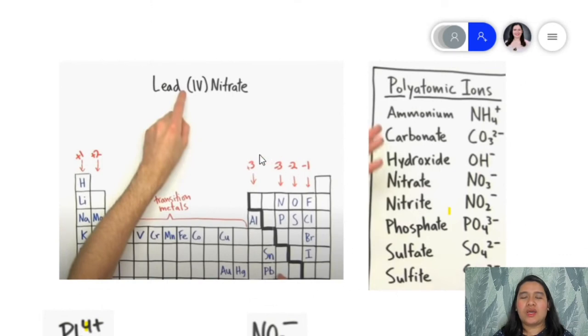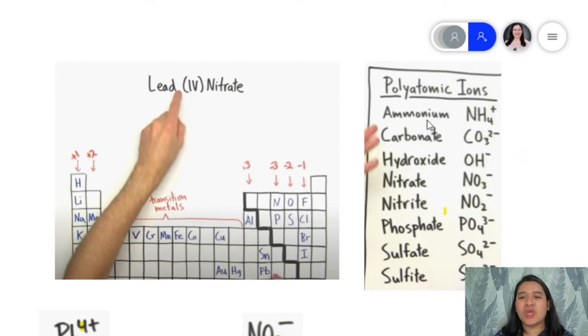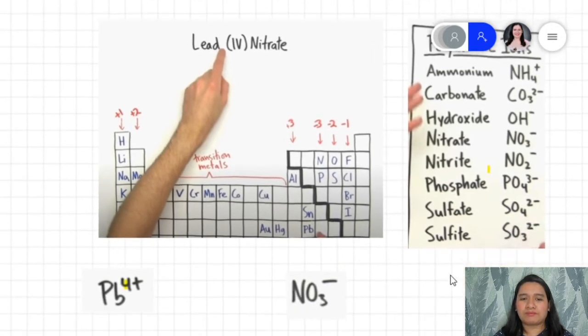Another example is transition metal with polyatomic ions. When we say polyatomic ions, these are the ions that cannot be found using the periodic table. I have here examples of polyatomic ions: ammonium, carbonate, hydroxide, nitrate, nitrite, phosphate, sulfate, and sulfite. Again, we cannot see these using the periodic table of elements.